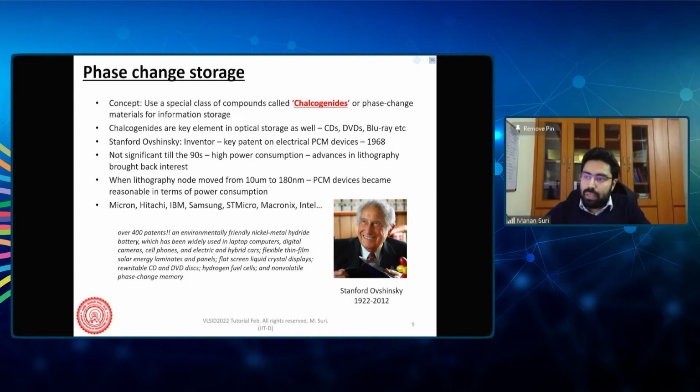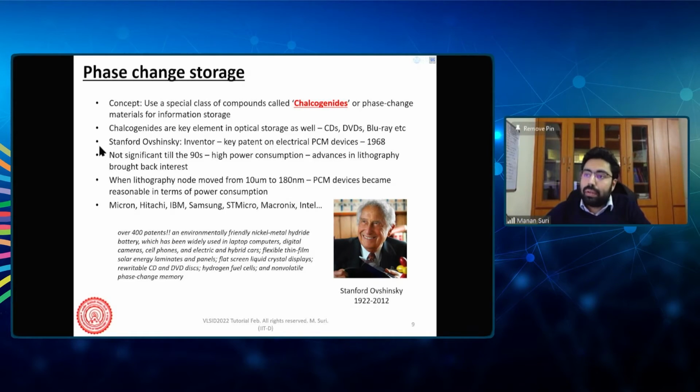Now the key material that helps to realize this phase change phenomenon is known as chalcogenides or chalcogens. These are the phase change elements where we manipulate them to transition them between amorphous and crystalline phase. One key figure behind the electronic PCM devices as of today is Stanford Ovshinsky, an inspiring inventor, who came up with the first electrical insights into the possible use of these devices for storage as early as 1968.